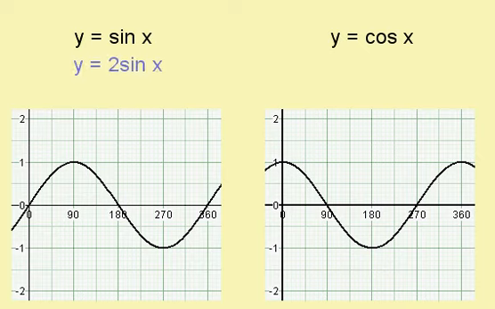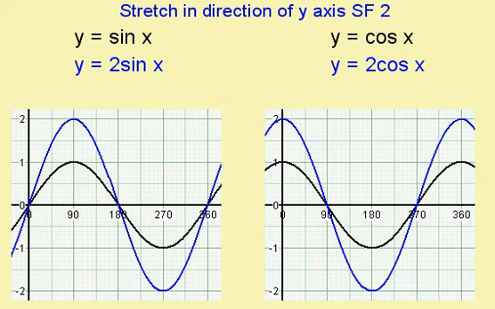Now we're going to look at the graphs of y equals 2 sin x and y equals 2 cos x. This time we have a stretch in the direction of the y-axis by a scale factor of 2. All of the y-coordinates double. If this number here was 3, it would stretch by scale factor 3 and all of the y-coordinates would triple. A similar thing happens for the graph of y equals cos x.